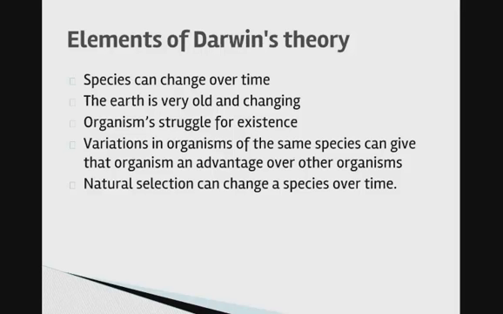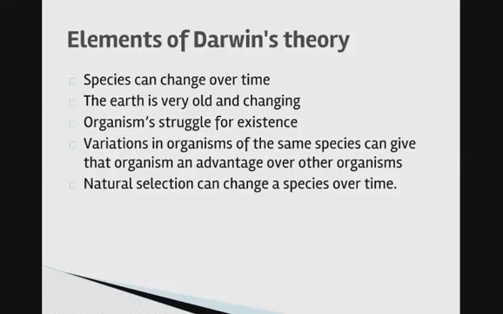So basically, these are the elements of Darwin's theory. As we already said, species can change over time. The second part is that the Earth is very old, and the Earth is always changing, and because it's changing, it causes the species to have to adapt to new changes in the environment, and as the Earth changes, the species change also.